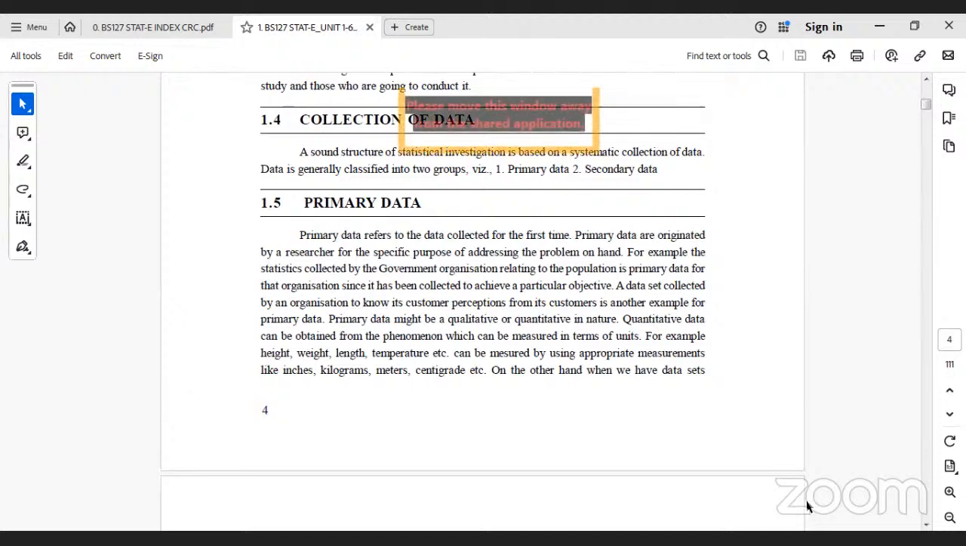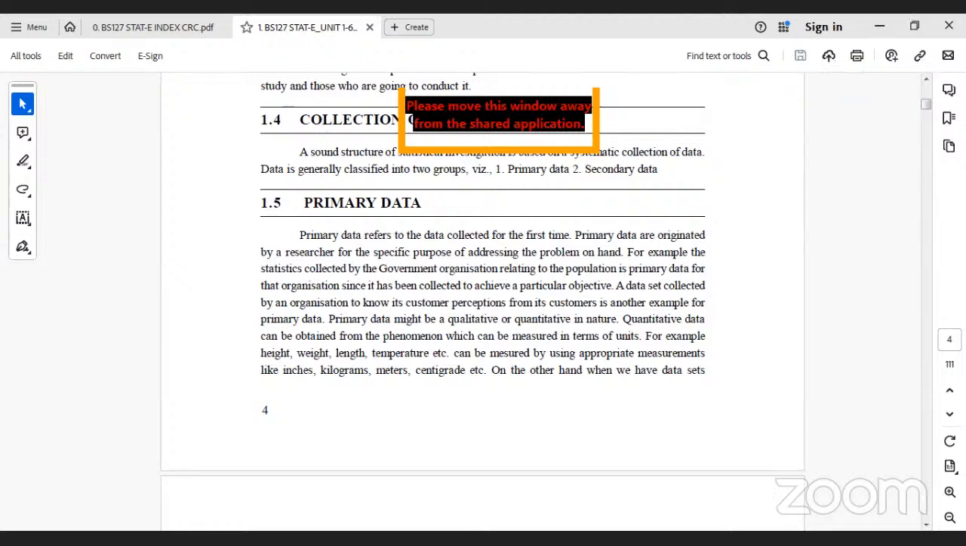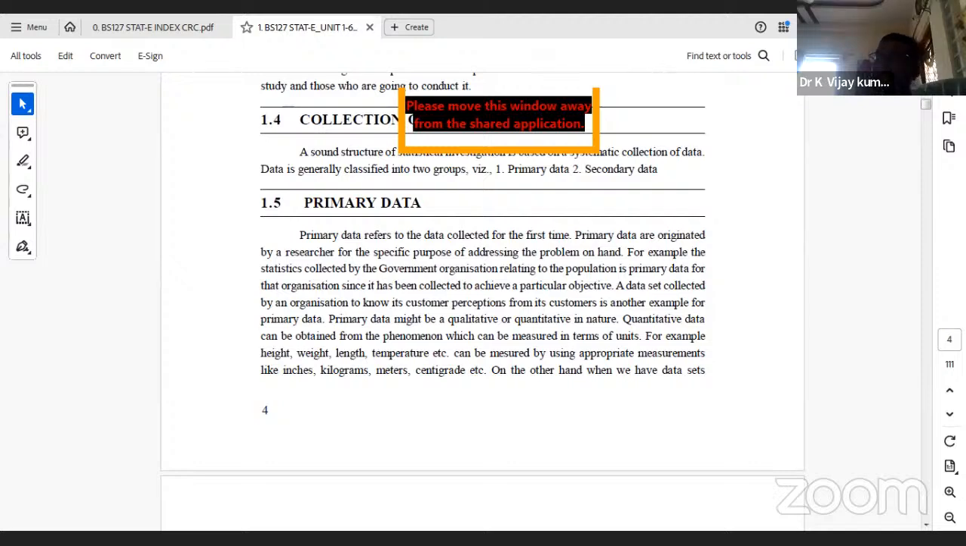We are not having any maximum or minimum value in qualitative data. Quantitative data, is it restricted data?